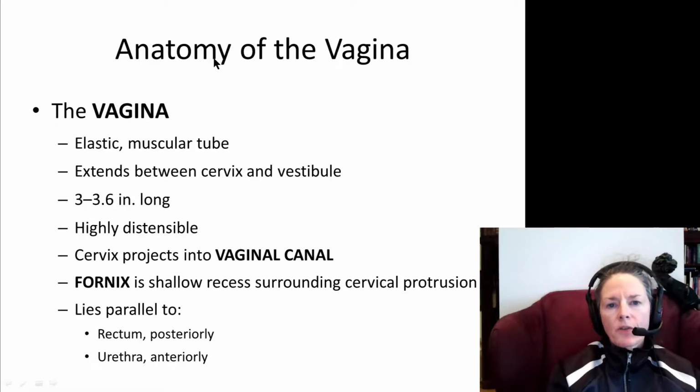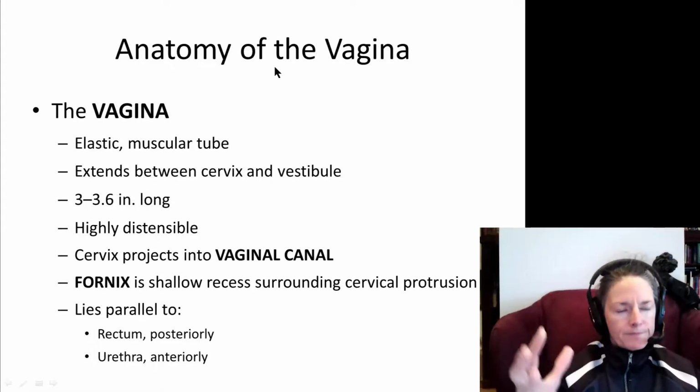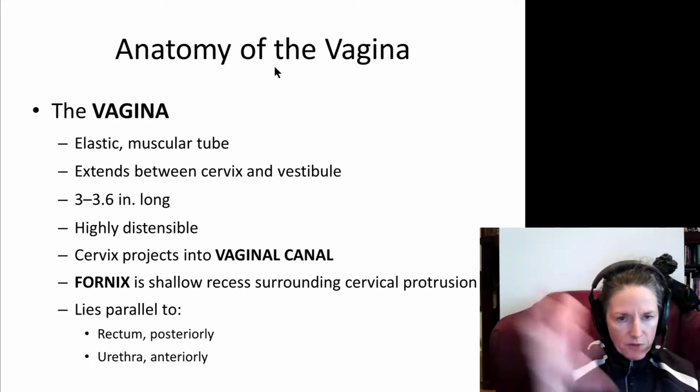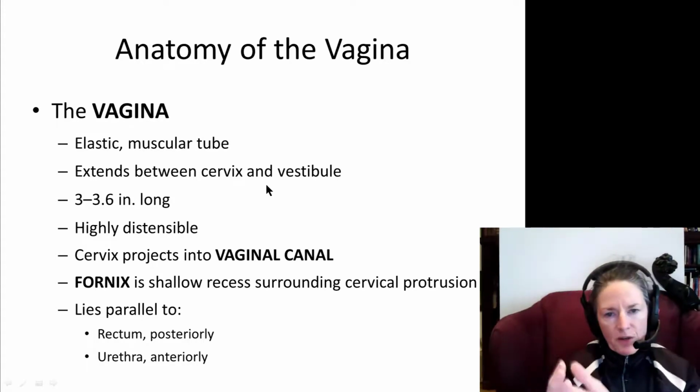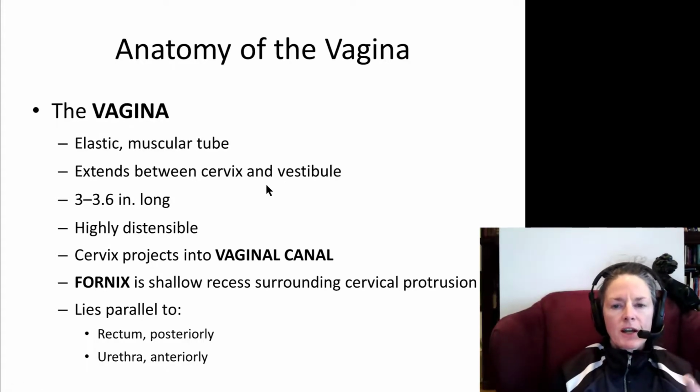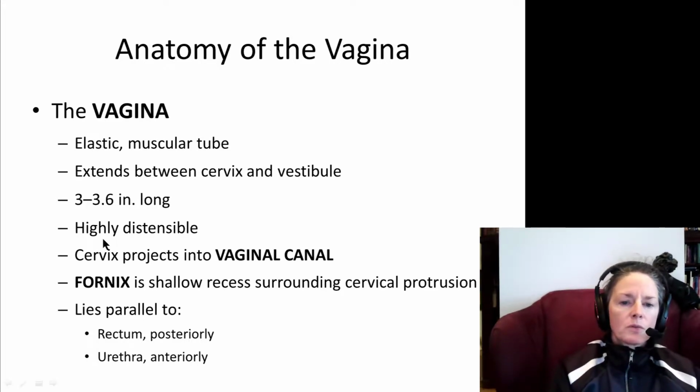All right, so once the child is out of the uterus during childbirth, it will enter the vagina, which is this elastic muscular tube, and it's going to extend between the cervix, which is that projection of the uterus into the vagina, and the vestibule. And the vestibule is the opening out into the world. And so basically, we've already talked a little bit about all of these things.